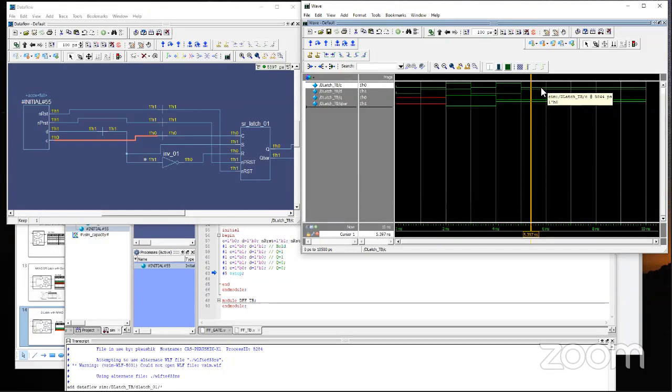Now with the D latch, we'll be moving on to the D flip-flop. So let's take a 5-minute break if you don't have any questions. Let me see if you have any questions. Okay, so let's take a 5-minute break. From this point, 8:20, we'll be back.